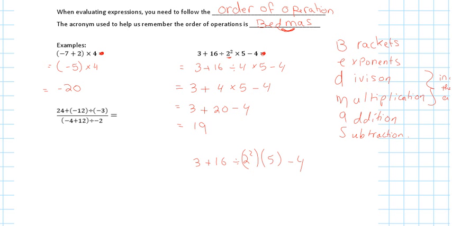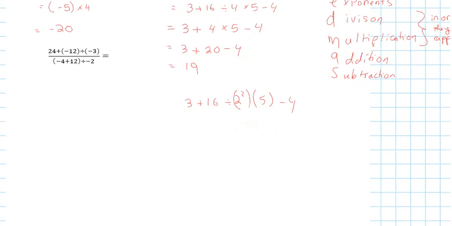So exponents, that's right. I have nothing inside my brackets here to simplify, right? So for me, the brackets are already simplified. Okay. So for now, I'm going to have to leave it like this. Then I have 3 plus 16 divided by 4, bracket 5 minus 4.